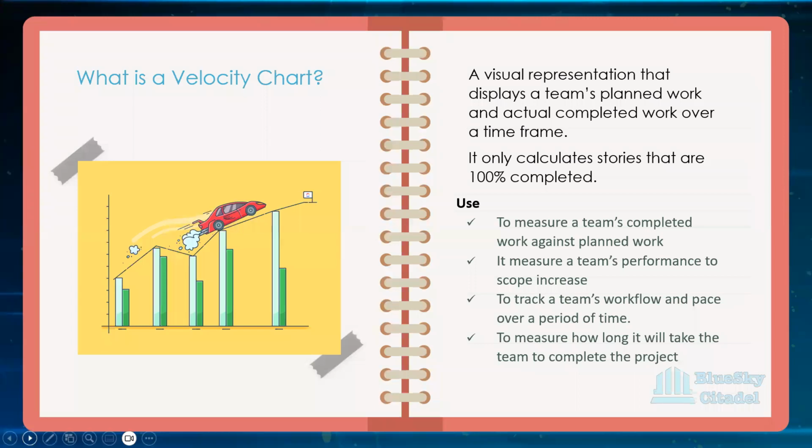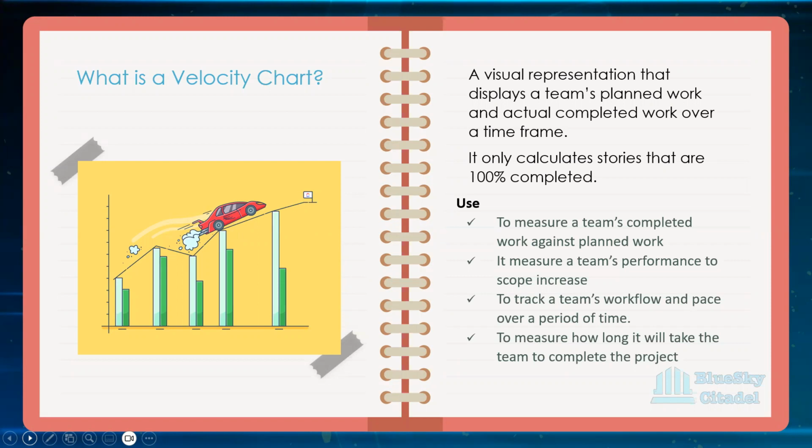Okay, quickly we want to look at the velocity chart. So what's your velocity chart? Is it again visual and graphics representation that displays the team's planned work and actual completed work over a period of time, over a time frame, not just for one sprint. You're looking at it the way they're working over a period of time, and it only calculates stories that are completed, 100% completed.